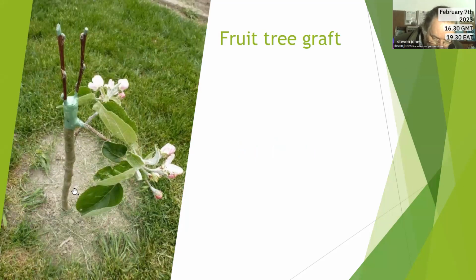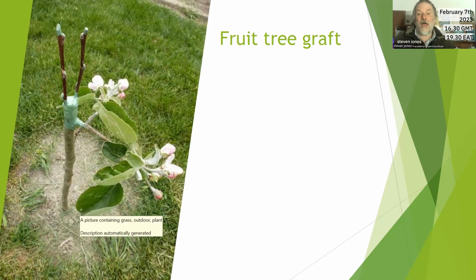So this part of the tree here is what we call the rootstock. That has come from one source, from one plant. And these two pieces of wood here, we call the scion. That variety of plant has been selected for the fruit. So the rootstock sets the vigor of the tree. By vigor, we mean how fast and how big it's going to grow. The more vigorous, the bigger the tree.